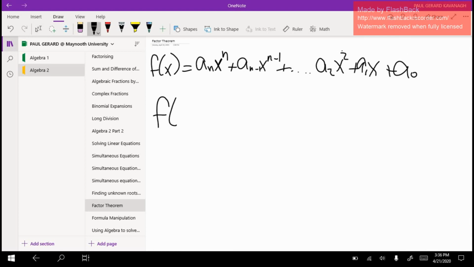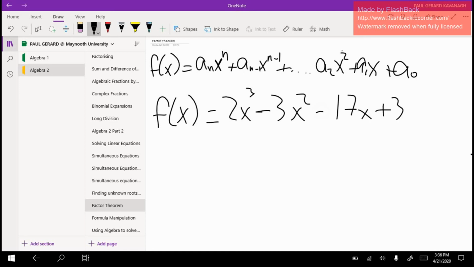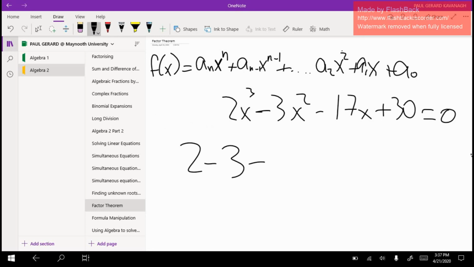So let's just say f of x equals 2x cubed minus 3x squared minus 17x plus 30, and that's going to equal 0. I included the f of x, but I didn't need to. We're going to have a look at four numbers: 1, minus 1, 3 and minus 3. So we're going to sub 1 in first. It's going to be 2 minus 3 minus 17 plus 30. You don't need to write in the equals 0.